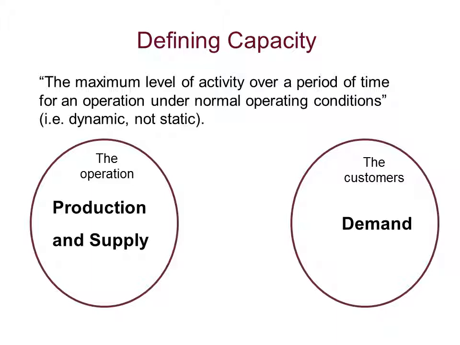So for example, the capacity of a lecture theatre is not the actual space or the number of seats in the room. It is the number of seats in the room over a given period of time. That may be an hour or a day or a week or a month or a year. It doesn't matter. But what we're looking at is how much activity can be delivered over a period of time. That's the key thing. That's why I say it's dynamic, not static.